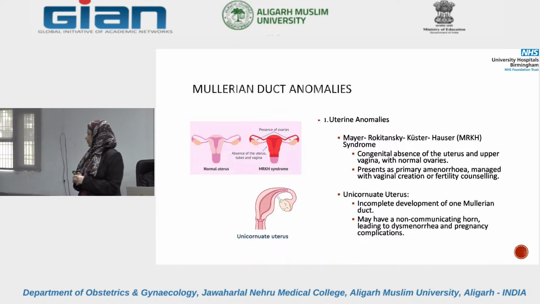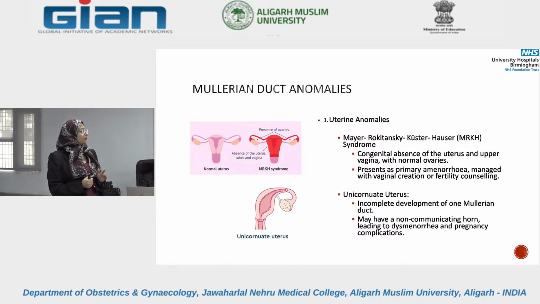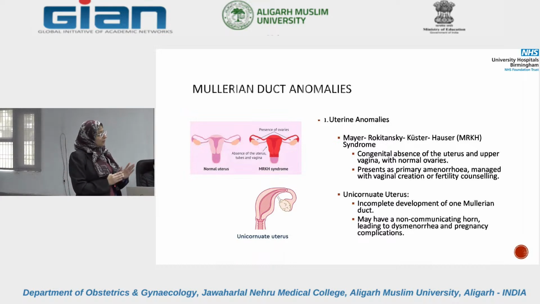Presentation will be primary amenorrhea, managed with vaginal creation or fertility counseling. So now we all need to know what is puberty and how do we define primary amenorrhea, when a girl should start period. In order to define that, we need to know Tanner's classification, the 5 stages of puberty, level 1 to level 5. Level 1 starts with just the development of the breast bud, and level 5 is when the actual menstruation happens.